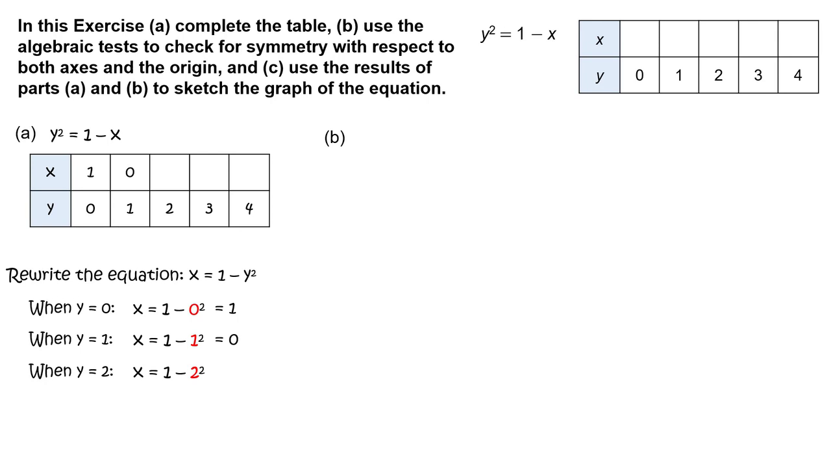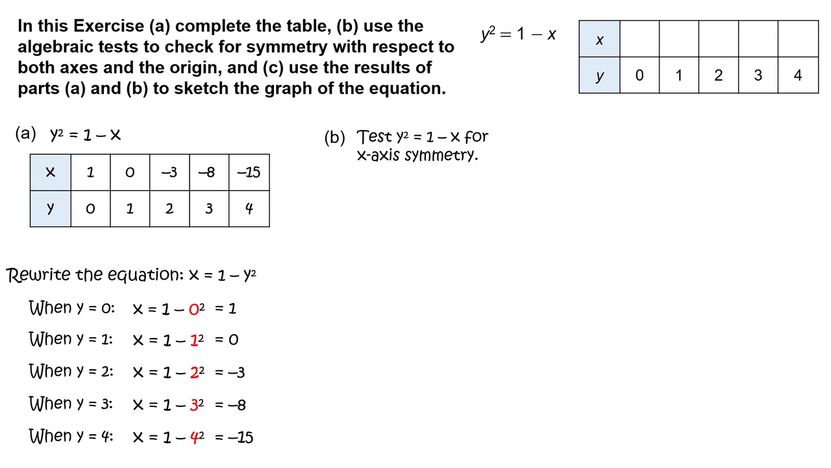When y equals 2, x equals 1 minus 2 squared, or negative 3. When y equals 3, x equals 1 minus 3 squared, or negative 8. When y equals 4, x equals 1 minus 4 squared, or negative 15.